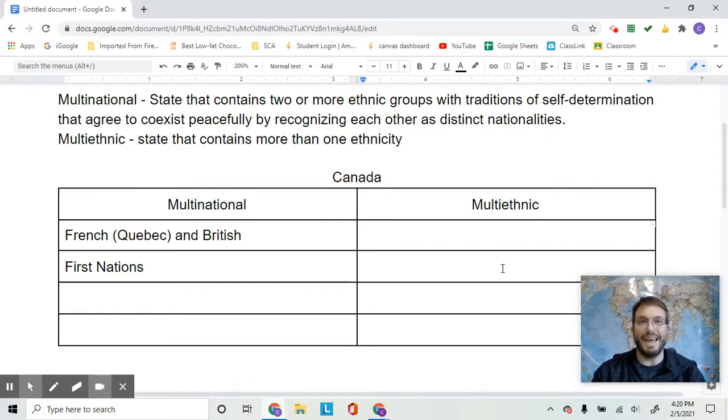So multi-ethnic as well. Now, I would argue that Canada is more multi-ethnic than multinational because throughout the country, the entire population tends to be made up of more of a multiplicity of ethnicities, and they tend to be less divided. However, that French-British divide is big and the First Nations divide is big. So you can make the argument either way. Okay, multinational versus multi-ethnic.